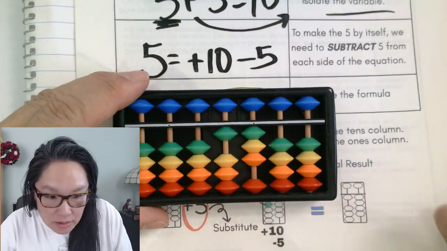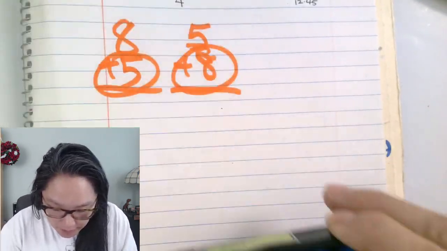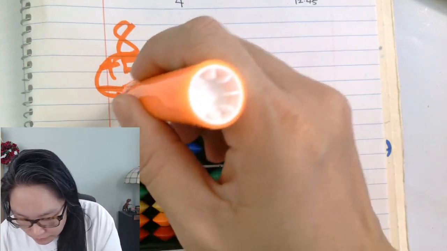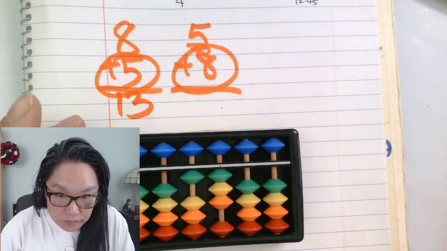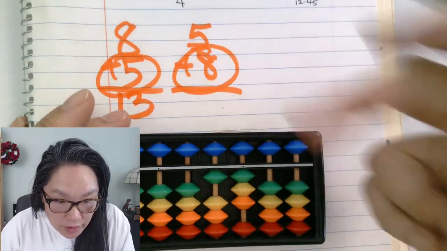Does that make sense? So what I just did was I did a formula. And then my answer is 13. Now, let's take it one step further. Let's do it the other way.